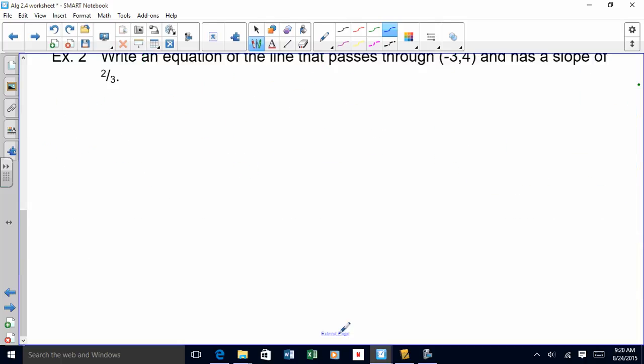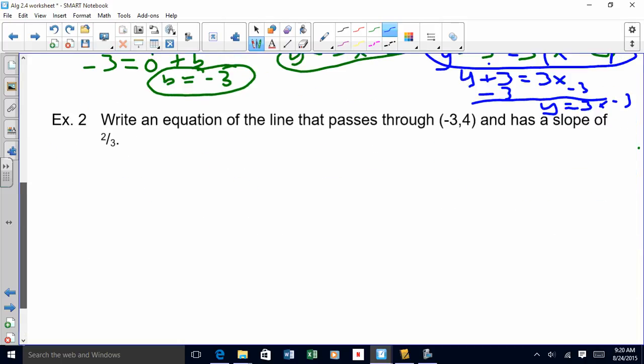So let's try it. Now this is just as easy. I again have 2 steps. I have to find the slope. Oh, they give me the slope. It says write an equation of a line that passes through the point negative 3, 4 and has a slope of 2/3. So automatically, step 1, slope equals 2/3. Got it. Step 2, I need to find b.